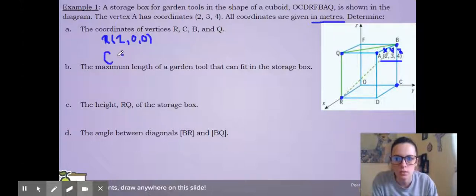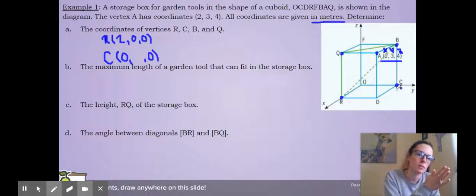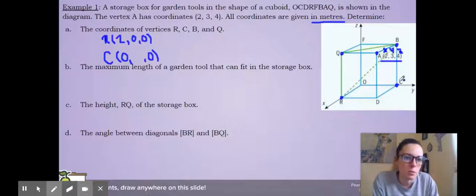C, vertex C, will be the same kind of idea. Vertex C is along the y-axis, so that means the x-coordinate and the z-coordinate will both be 0. So I'm going to fill those in first. My y-coordinate, and if you notice on that side plane, A, B, C, D, that means my y-coordinate will be the same as my y-coordinate for A, which is 3.